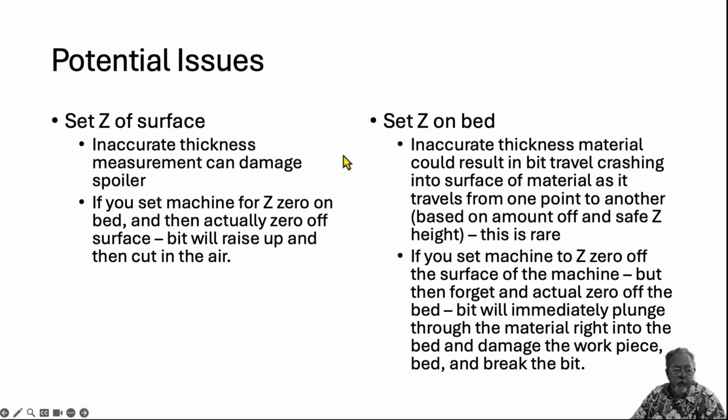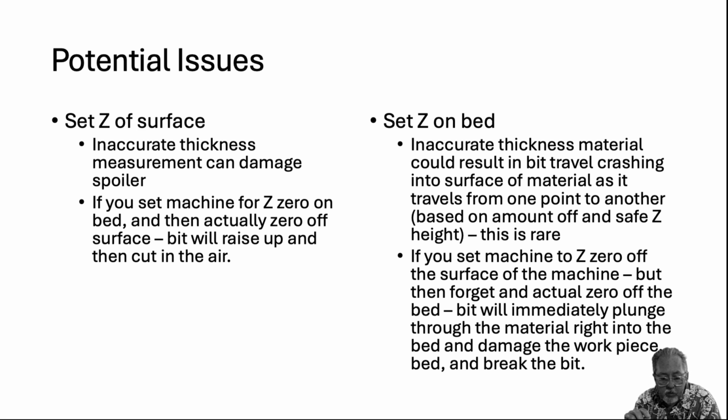So, potential issues. If you set your Z off the surface, an inaccurate thickness measurement can damage your spoiler board, and that's the biggest challenge. If you set the machine for Z0 on the bed, and then you actually zero off the surface because you forgot that's where you set it, it's not a big deal. The bit will come up and just basically spin in the air. If you set the Z on the bed and your material measurement is inaccurate, it would have to be really bad. But if it was really bad, there is the potential it could crash into the top of the material as it's moving across. But that is crazy bad. That's a lot more than a card depth. Like I said, the Z safe distance is typically 0.2 inches, but you can change that. So it's really not a real issue, but I have to mention it.